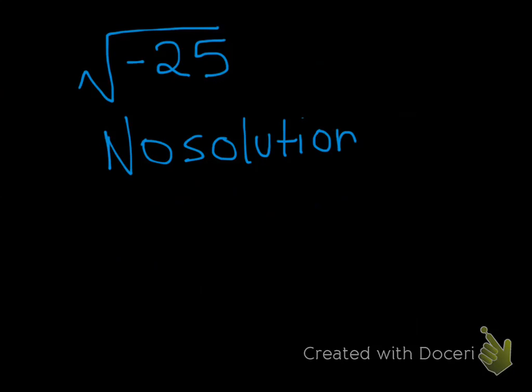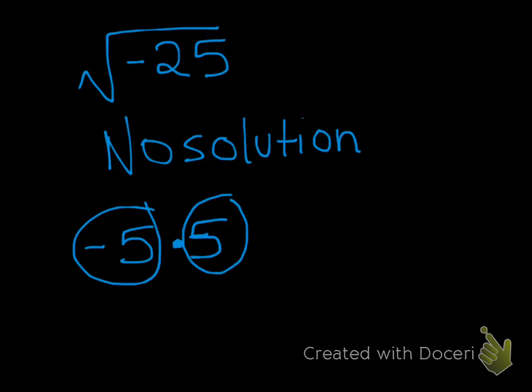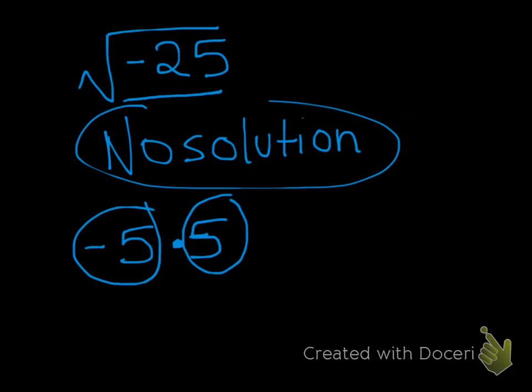You might wonder why. It's because there is no such number that gives you negative 25 when multiplied by itself. You may think it's negative 5 times 5, but negative 5 and 5 are different. So, therefore, the answer to this problem, the square root of negative 25, is no solution.